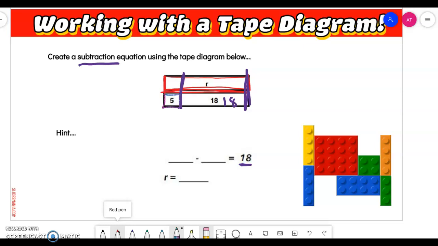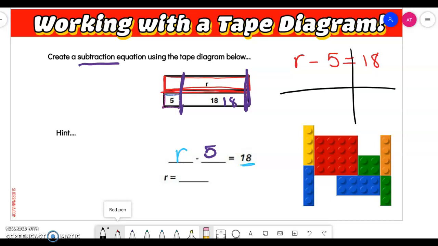So since I know that my 18 is what it's going to be essentially equal to, because I already have my 18 here, what I need to do is figure out my r. So I don't know what r is. So I can have r minus 5 will give me the 18 from here to here. So if you can remember, this is a one-step equation. Look. If I draw my line straight down, the opposite of subtraction is addition, so I can add 5 to both sides.